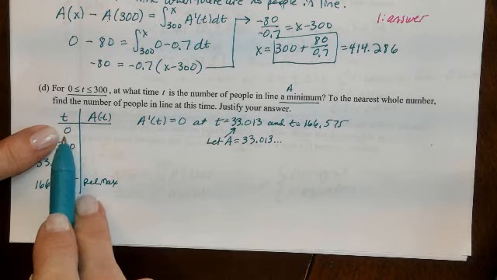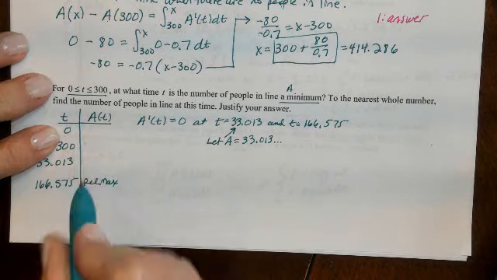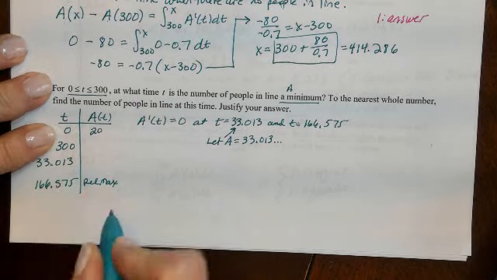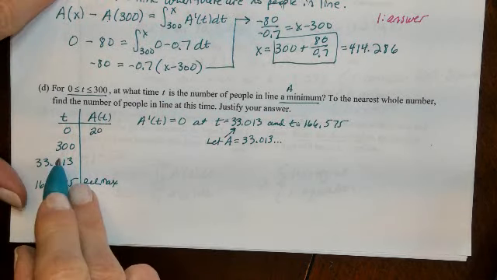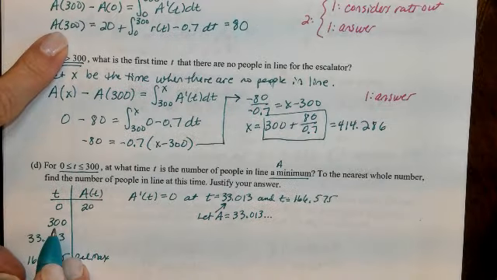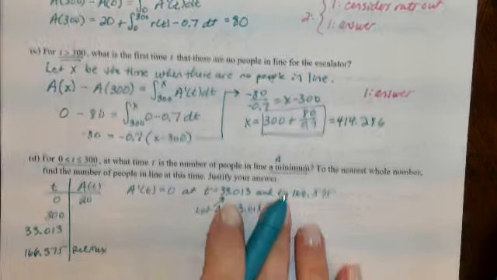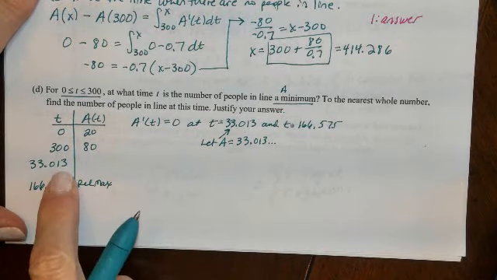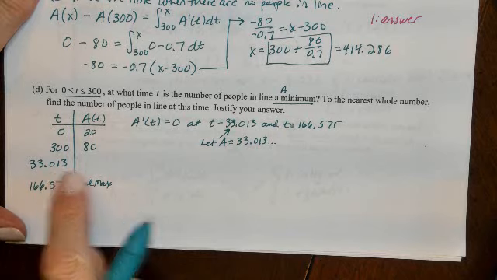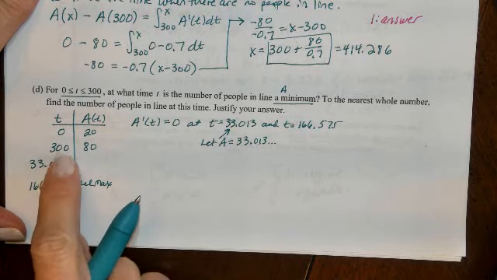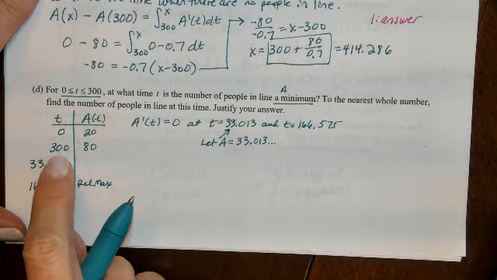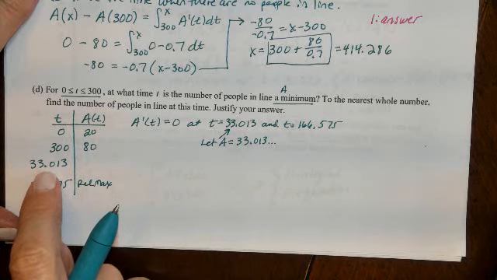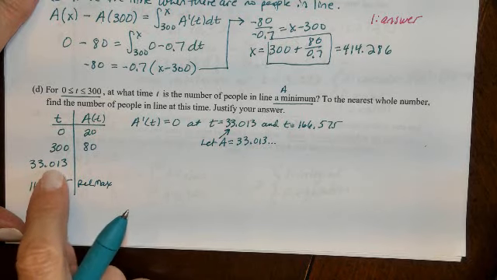We were given what A was at time 0. We were given that. That was 20. We found along our way what A at 300 was, and that was 80. So all we have to do is find A at this time, and we can use either time 0 or time 300 together with A prime to get the amount at this time.